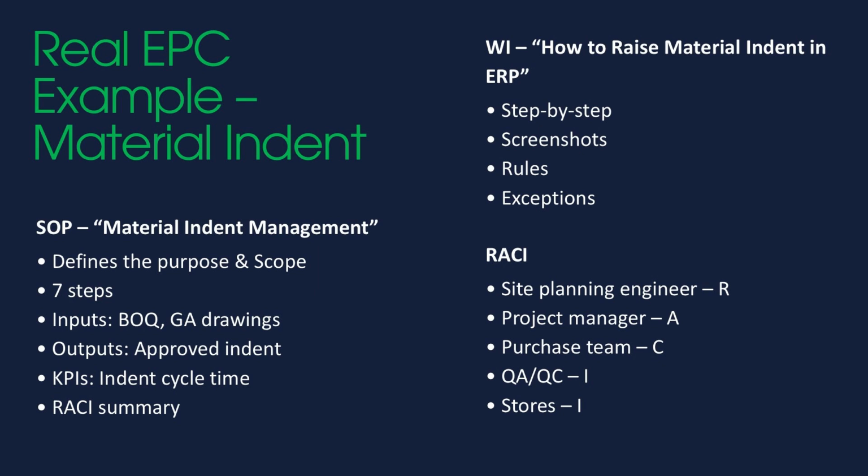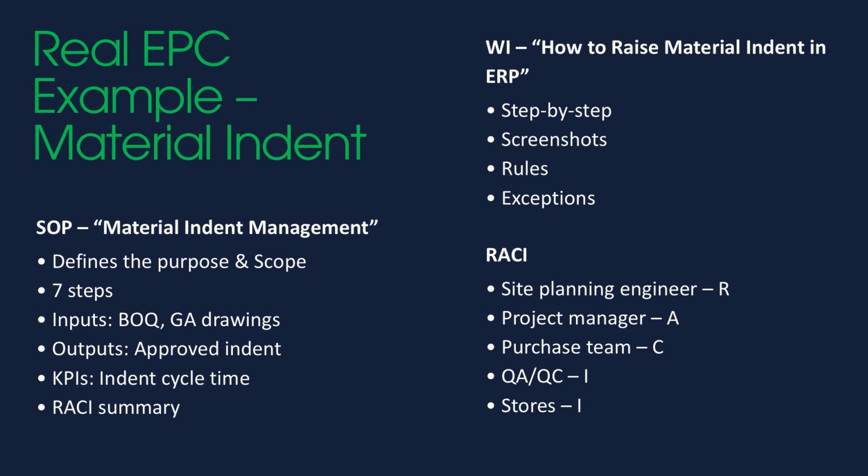So from the SOP material indent management, one of the steps could be how to raise material indent in ERP. So for this we can define work instruction step by step and very detailed, and also can attach screenshots and rules and exceptions. And the third one is RACI. So the site planning engineer is responsible. This is an example I am giving, so it could be changing from company to company. Then the project manager is accountable. Then the purchase team is to be consulted. QA, QC and stores to be informed. So this is how the L4 level documentation actually looks like.